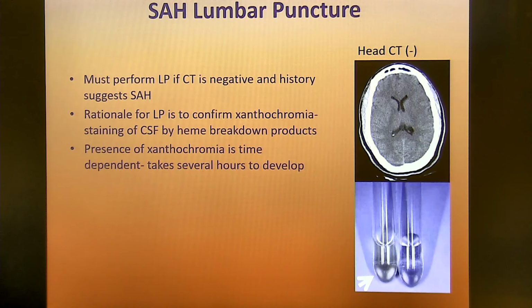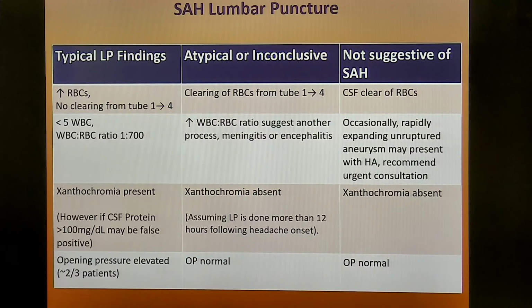If imaging is negative, it may be necessary to perform a lumbar puncture to look for xanthochromia. Bear in mind, it takes several hours for this to develop, and if you do a lumbar puncture too soon, you may not see it materialize. Here's a table outlining typical findings when one has a subarachnoid hemorrhage on lumbar puncture.